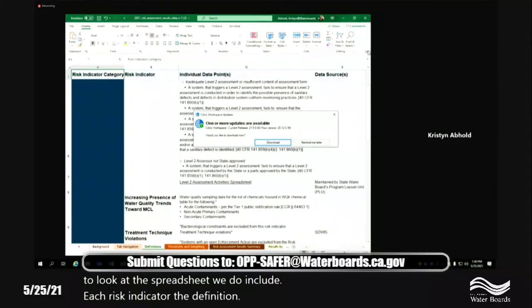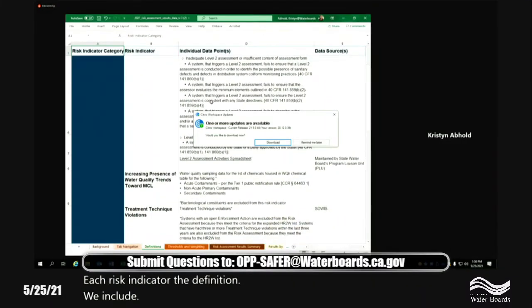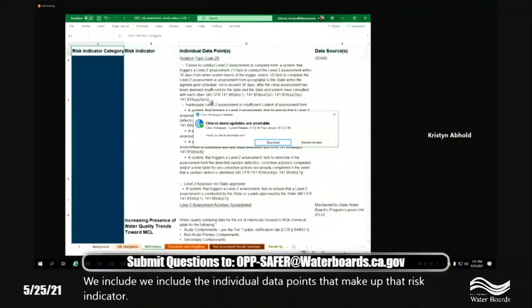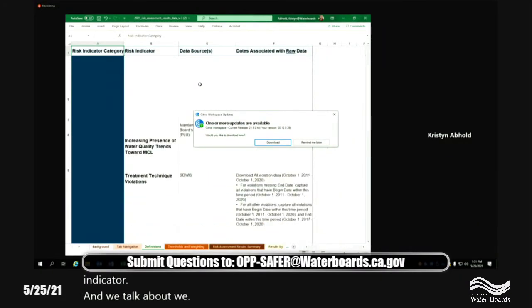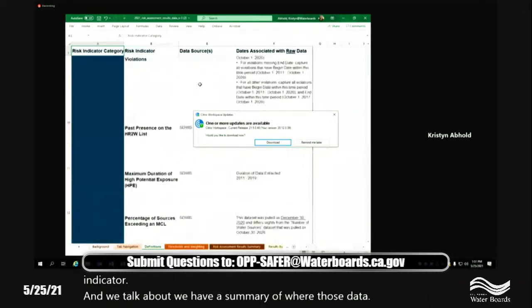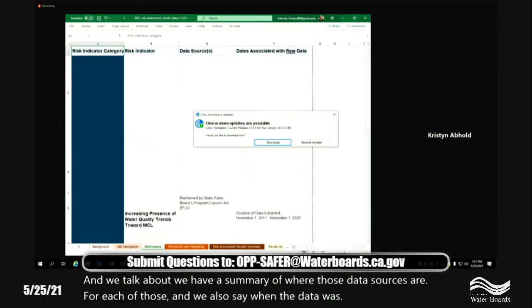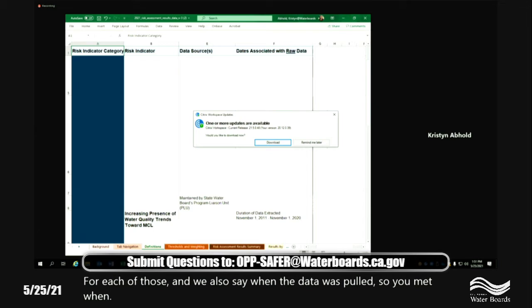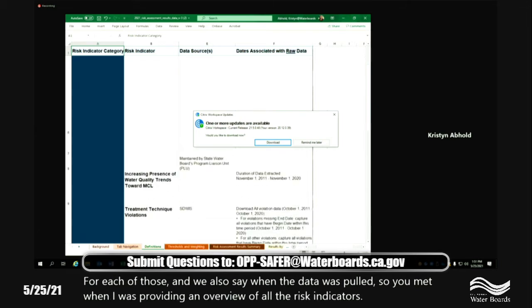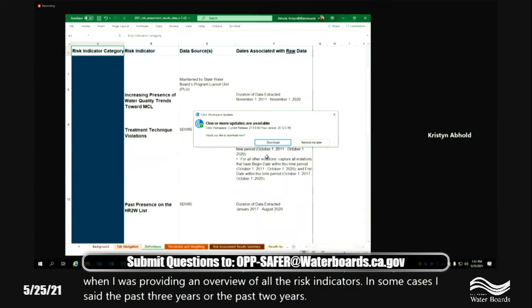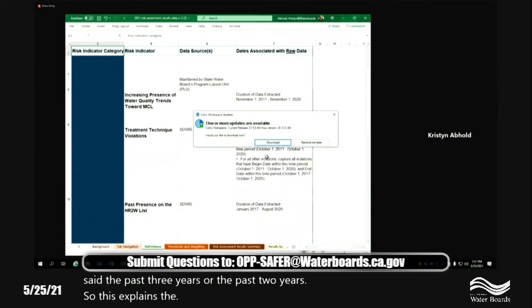We include the individual data points that make up that risk indicator. And we have a summary of where those data sources are for each of those. And we also say when the data was pulled. So when I was providing an overview of all the risk indicators, in some cases I said the past 3 years or the past 2 years. So this explains the exact dates that we use to query the data that is in this spreadsheet.